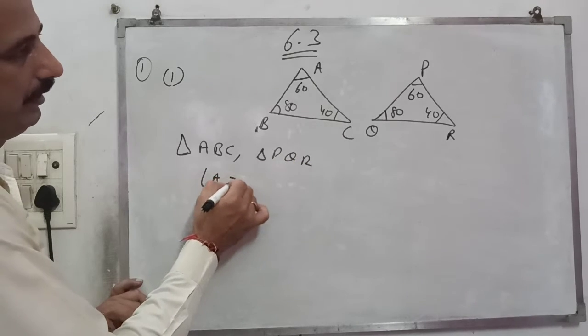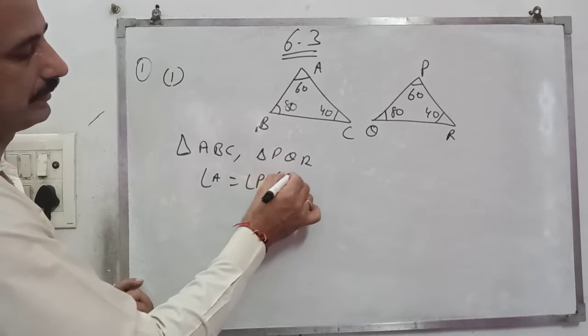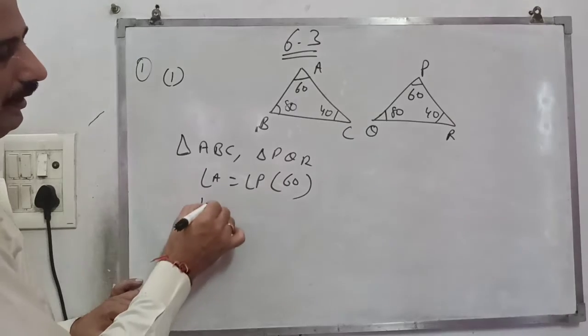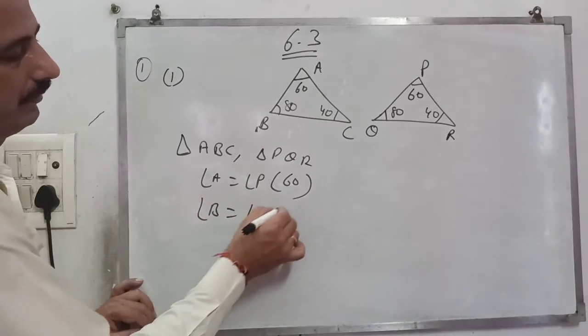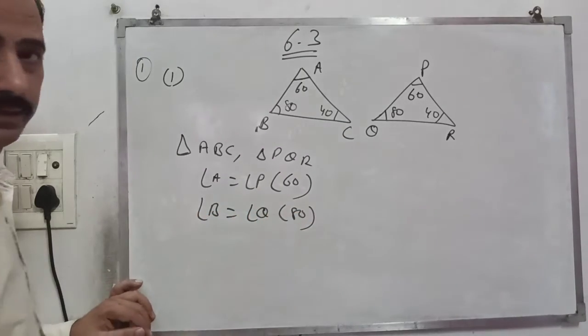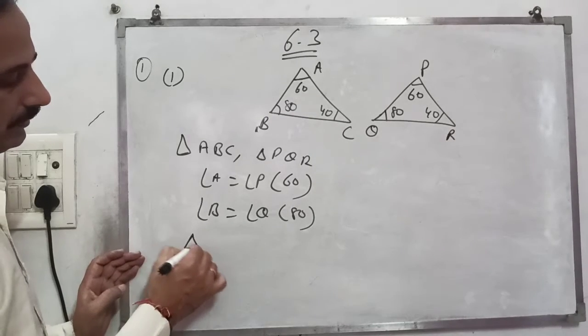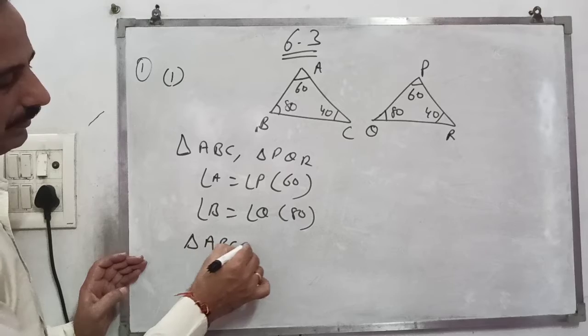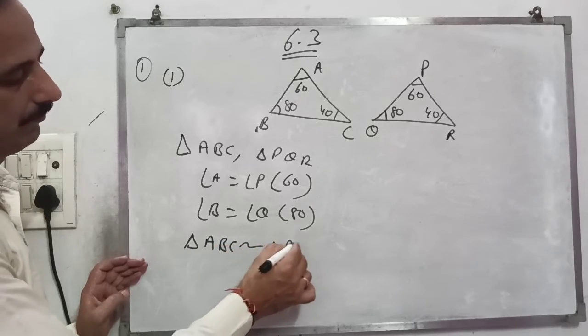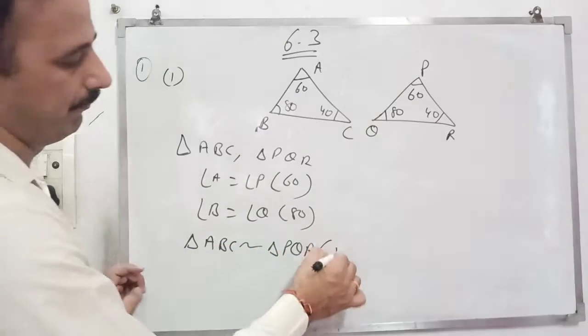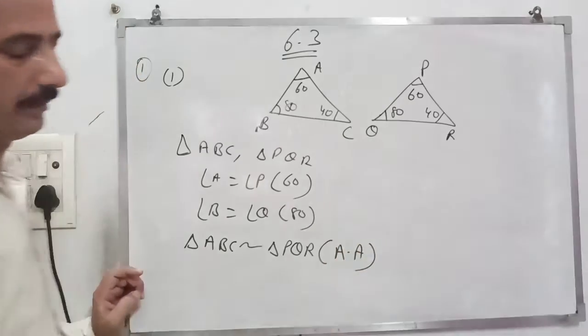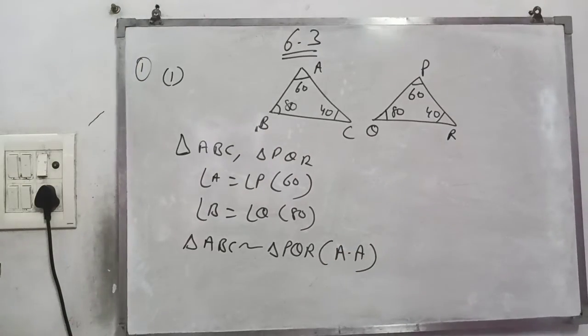Here angle A equal to angle P, they are 60 degree, and angle B equal to angle Q, it's 80 degree. So if two angles are equal, the triangles are similar. So triangle ABC is similar to triangle PQR by AA criteria.